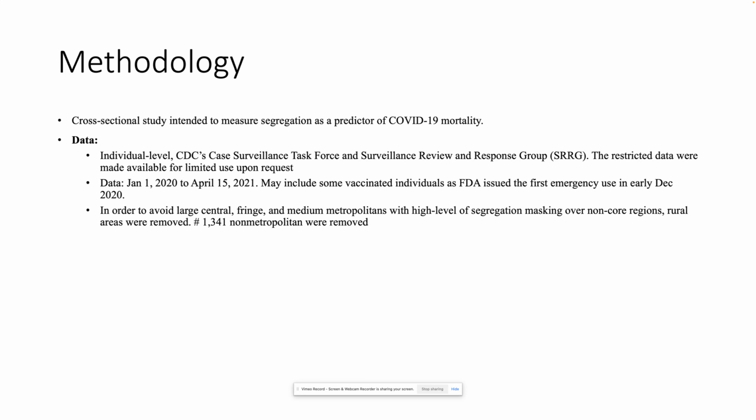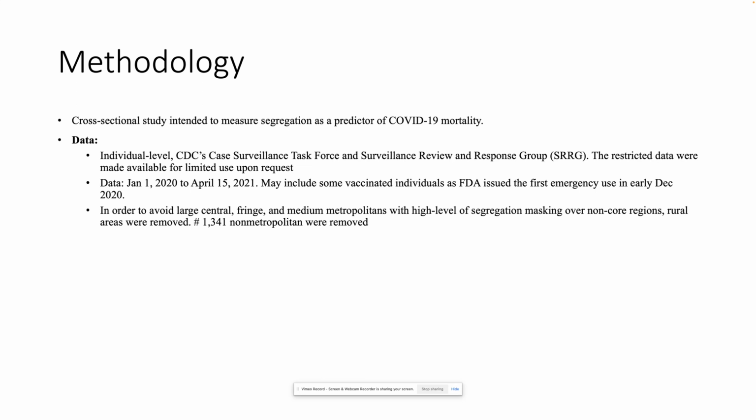High levels of segregation are found among different urban spaces. So central fringe and medium metropolitans with high levels of segregation, so they could mask over non-core regions.